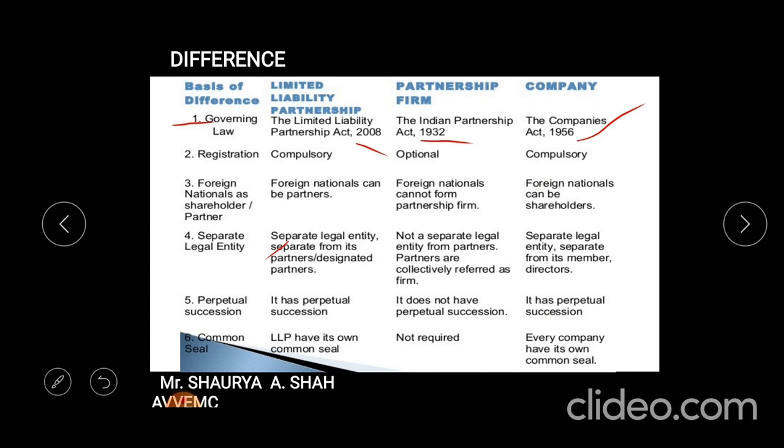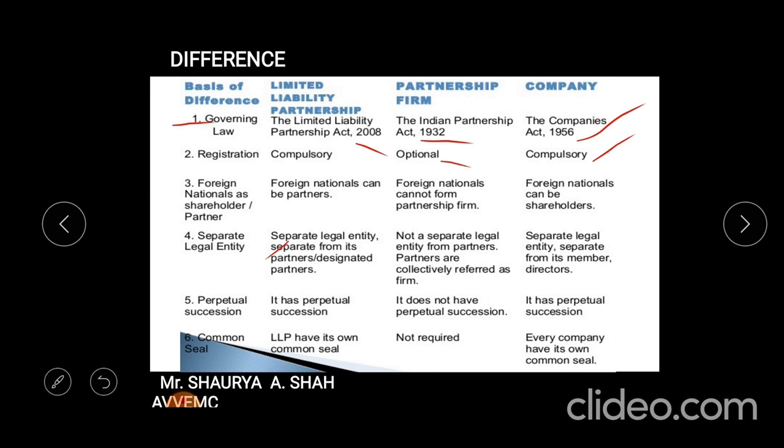Registration. If you see the registration in LLP, it is compulsory as per the Act. In partnership form, it is optional, and in company, it is again compulsory. So it is compulsory in two forms, and in partnership, it is optional. Whether foreign nationals can become shareholder or partner or not, the third point. Foreign nationals can become partner in LLP. In partnership form, foreign nationals cannot form a partnership according to law. And in company, foreign nationals can also become shareholders, right?